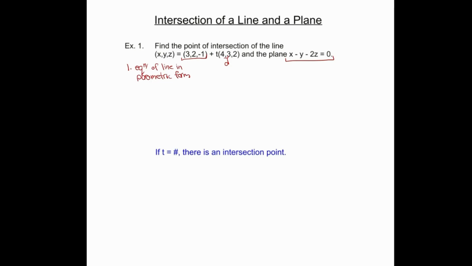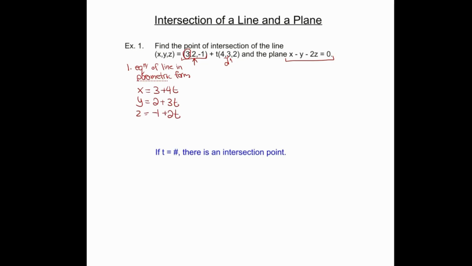And that is just going to be saying I'm taking x, I'm breaking out the x, y, and z components. So x is equal to 3 plus 4t. Y is equal to 2 plus 3t, right there. And z is going to be equal to -1 plus 2t.